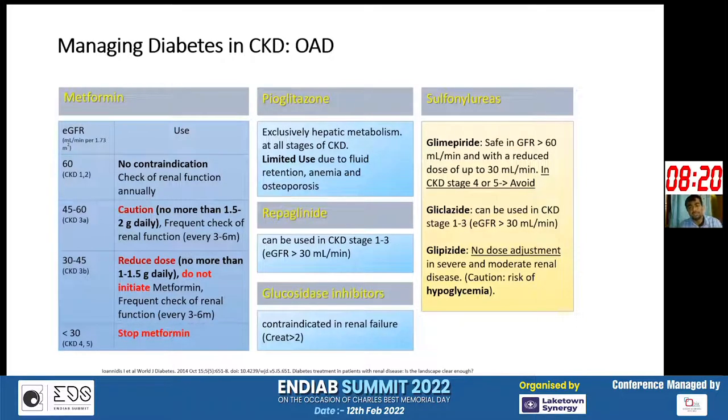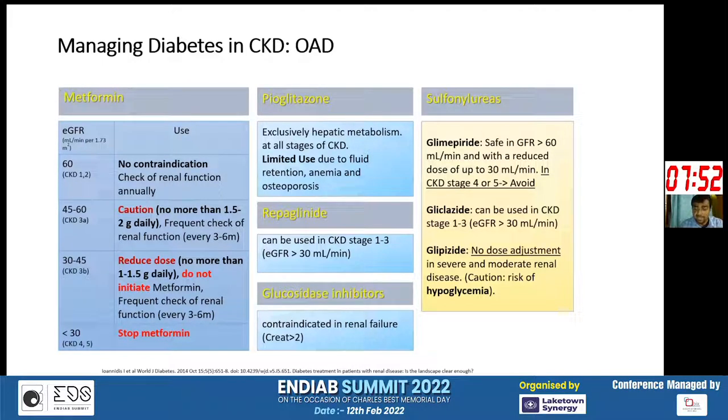Now coming to the sulfonylureas, glimepiride can be used if the eGFR is more than 30. However, it should be used cautiously because it can cause hypoglycemia. And when comparing glimepiride with gliclazide, probably gliclazide has a lower hypoglycemia risk. And gliclazide, however, it is better to avoid if the eGFR goes below 30.